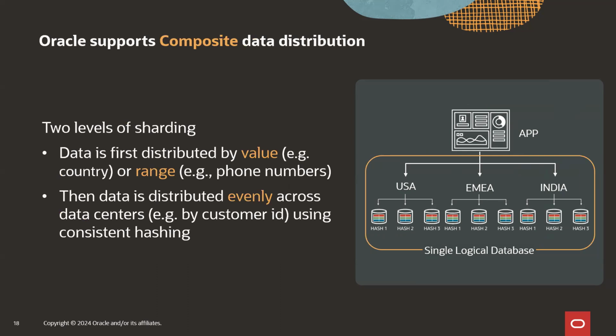Also, you can do a 2-level sharding model. You can do what we call composite data distribution, where, for instance, you might want to first distribute by country or by region, for instance, to abide to sovereignty regulations. And inside a region like EMEA, Europe, you can spread across a certain number of shards evenly by another criteria, like customer ID. So we allow very complex architectures where you shard first by country, then by customer ID, for instance.